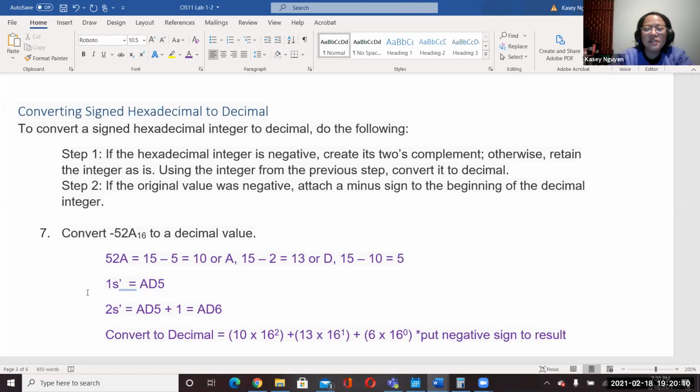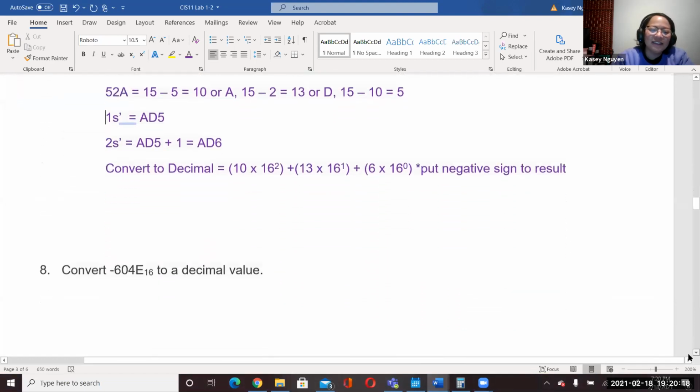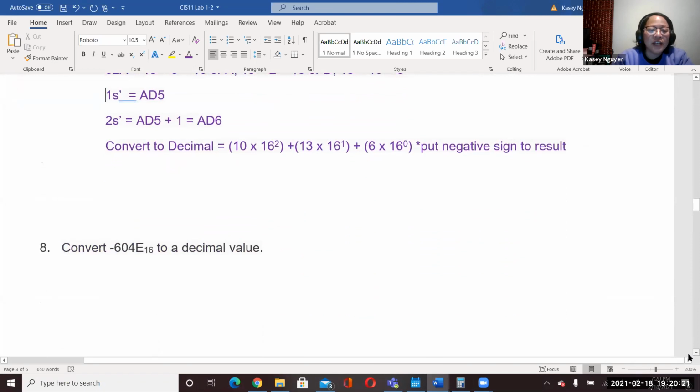So now you know a little bit more than yesterday, right? Some of you did this before. Okay. So you can try number 8, just like what we did in the previous one.